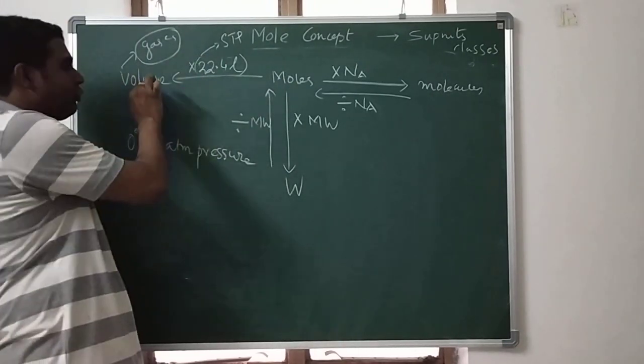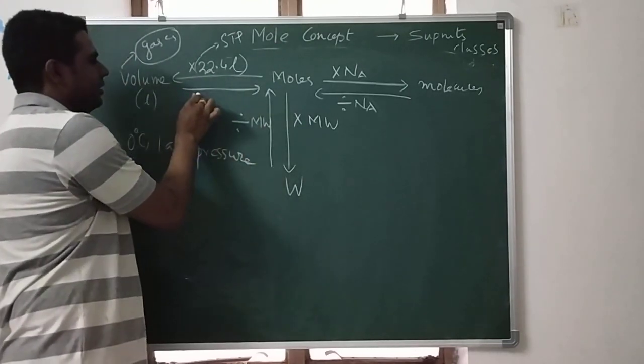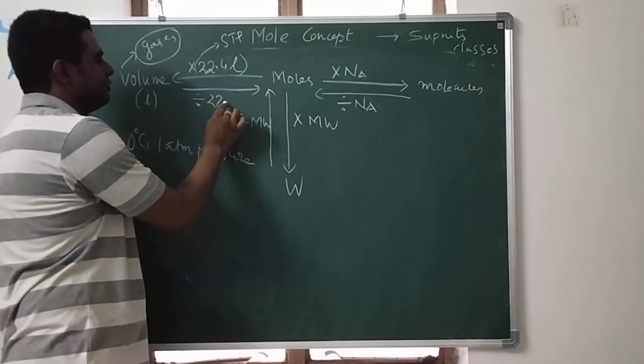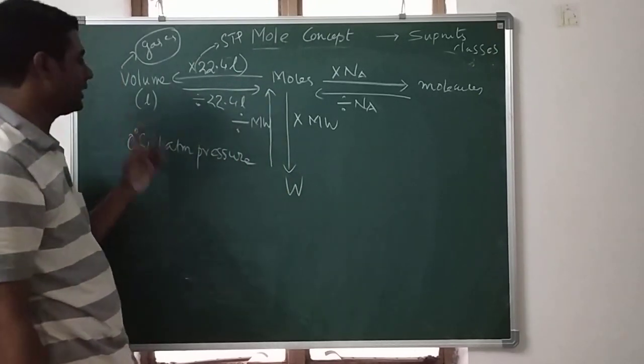This is called molar volume. If you want to go from volume to moles, what do you have to do? You have to divide by 22.4. Simple. Liters. In that case, volume has to be in liters.